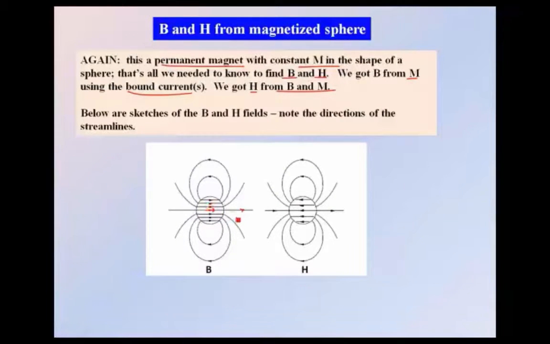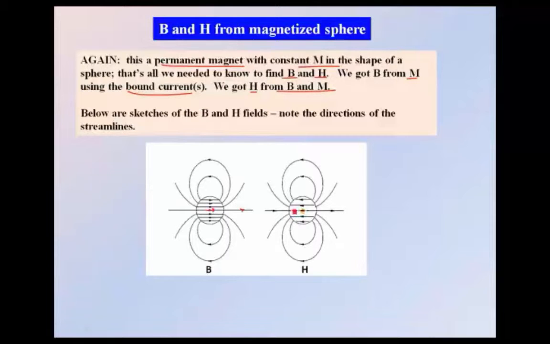Now look at H. Remember that outside it's just like B except it's 1 over mu 0. And that's what we have here. So we show basically the same streamlines as we have for B. But inside we have the H field pointing in the opposite direction. So this streamline here comes up here, but then it's facing a vector that goes in this direction. Clearly there's a discontinuity in H across this interface.